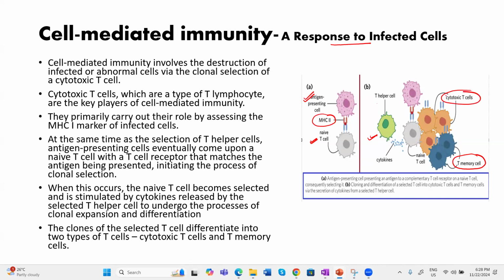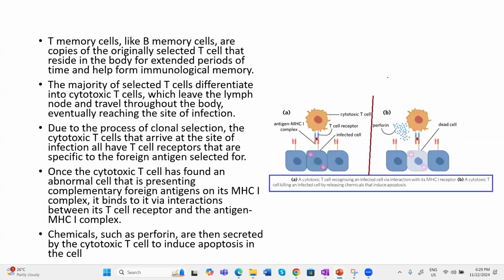Is it clear? Are you getting it up till here, beta? So T helper cell with the help of its cytokine undergoes cloning and differentiation into cytotoxic cell and memory cell from the selected T helper cell. Now, T memory cell, just like B memory cells, will retain the memory of this interaction. Now, the majority of the selected T cells differentiate as cytotoxic T cells.